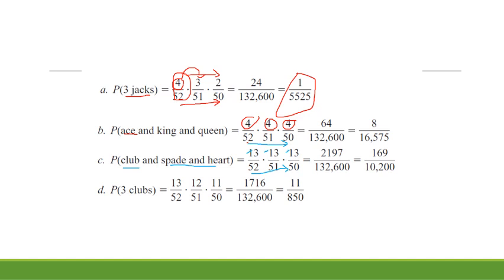And also the probability of 3 clubs. We all know that clubs has 13 in a deck. Same as with the jack, it is also decreasing. So, 13, 12, and 11. Because you lose one in the deck of cards each time, and also in the total number of outcomes. Okay?